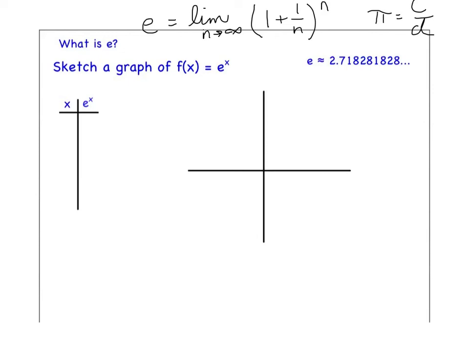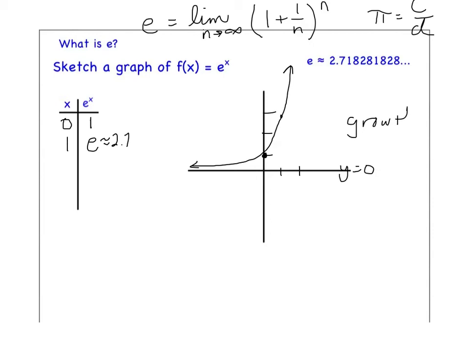So if I use the same 2 points, 0 and 1, anything to the 0 power is 1, and e to the first would be just e, which is approximately 2.7. So if I'm graphing this, I have 0, 1. I'm going to have the same asymptote at y equals 0, and then at 1, I'm going to do 2.7, which is about here, and here is my graph. So this is a growth function.